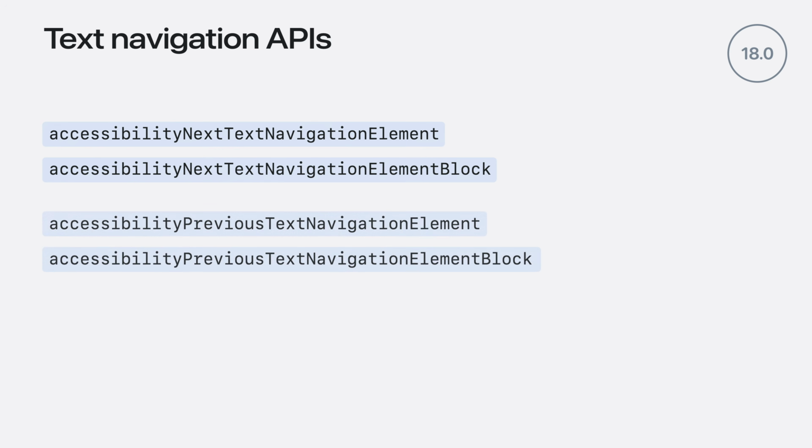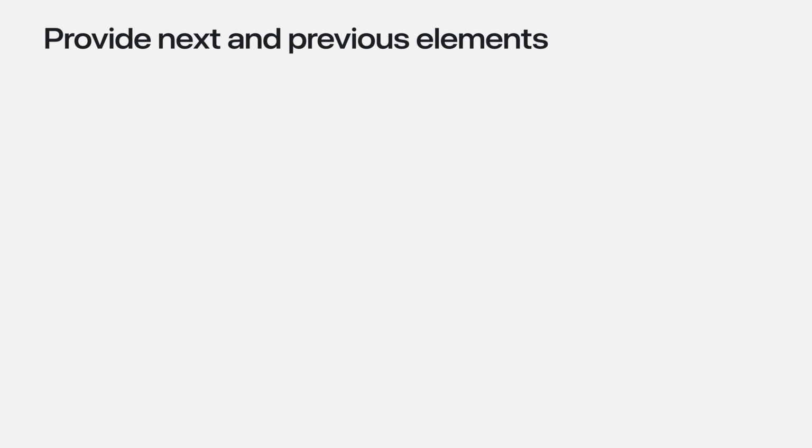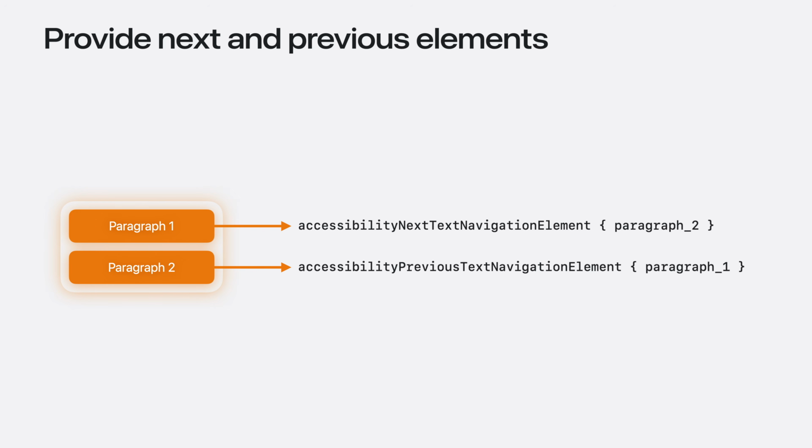To allow VoiceOver to move between paragraphs seamlessly, iOS 18 introduced the text navigation APIs. For each text element you want to connect, return the next and previous accessible text element that VoiceOver should navigate to. For example, if I have 2 paragraph views, I can return paragraph 2 from paragraph 1's accessibility next text navigation element method, and paragraph 1 from paragraph 2's accessibility previous text navigation element.